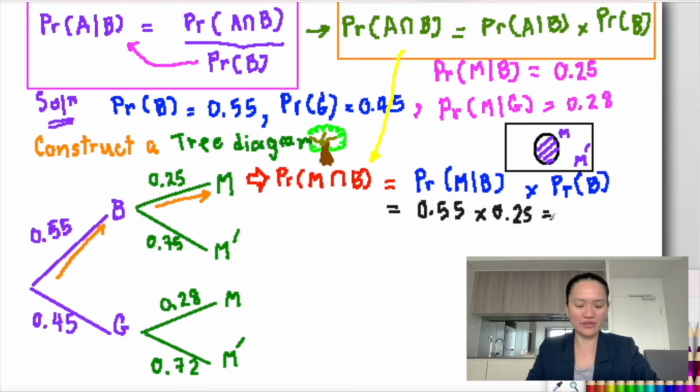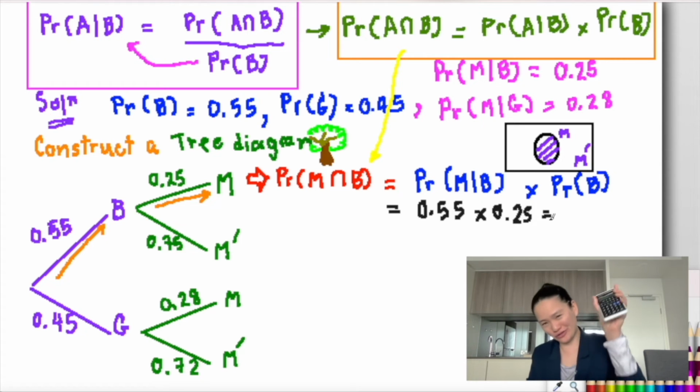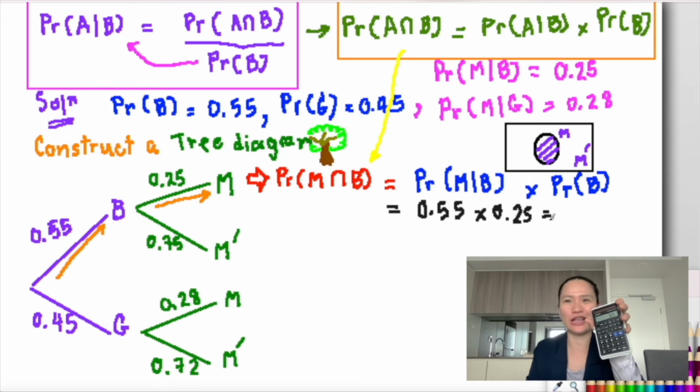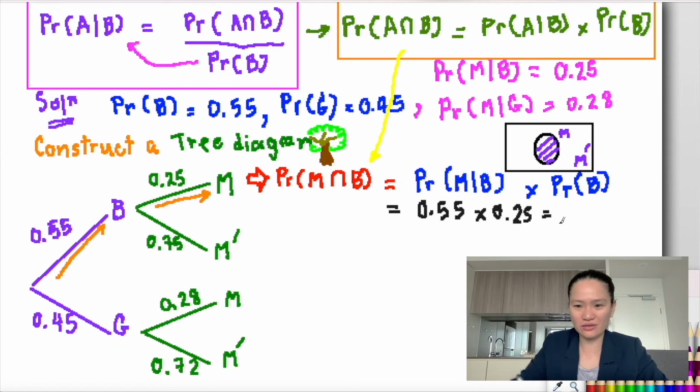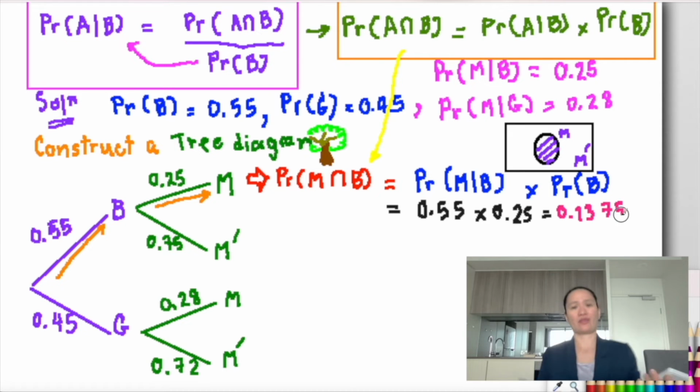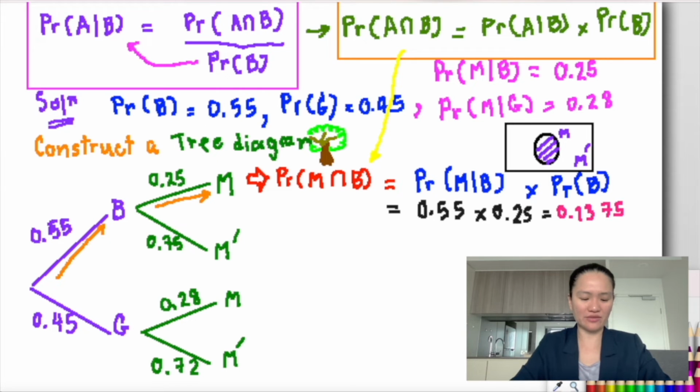0.55 times 0.25. I encourage you to use the calculator. Try to calculate twice. We get the answer 0.1375. Do you get the same answer as me? Let's try again. 0.55 times 0.25. Yes, 0.1375. Next one.